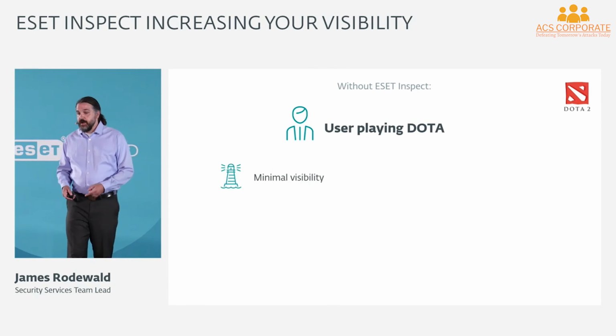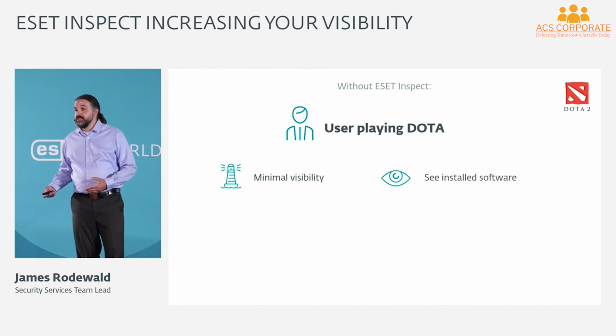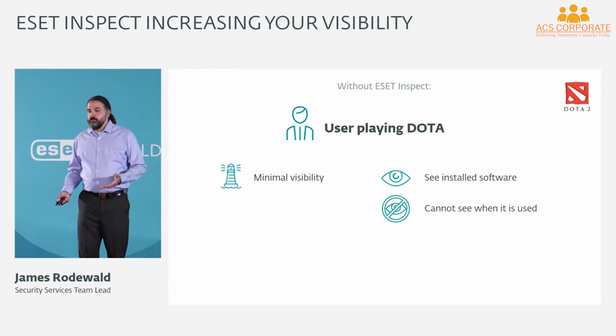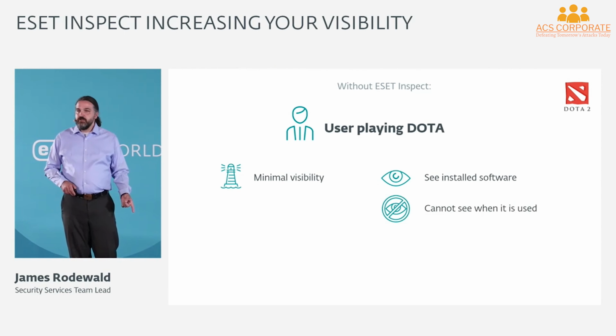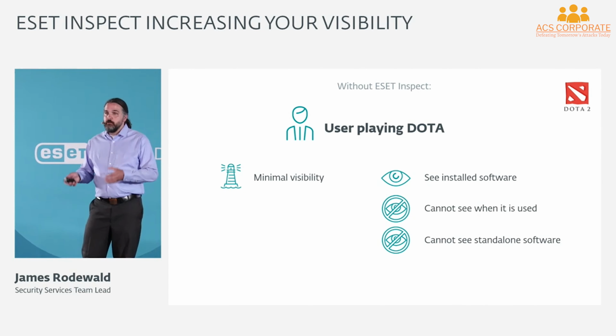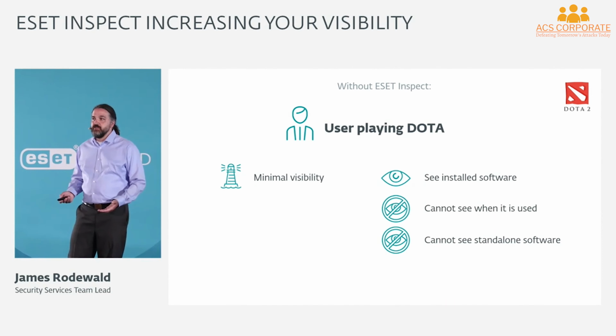Well, we actually do have some visibility in ESET Protect. We can see if a third-party application is installed. So we can see, is Dota installed? But we can't see when it's being used. Also, if the end user is smart enough, they may have found a way to put Dota on the computer, but it's not actually installed, so then you're not going to see it.